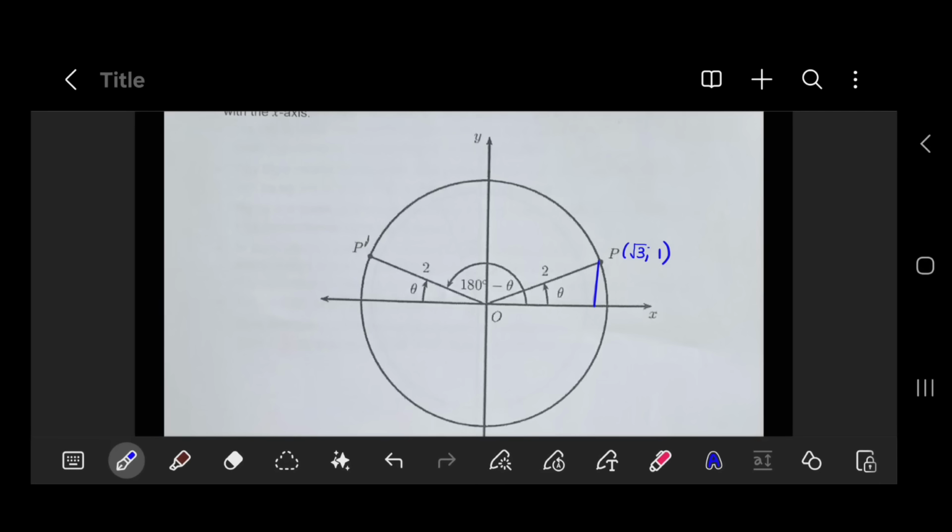And let's create a triangle. This is going to be the triangle. Here's our 90 degrees. And if I fill in these values, I notice that my radius is 2. Remember, coordinates of P, x and y: square root 3 will be the horizontal distance and 1 would be the vertical distance. And we've got this angle theta.